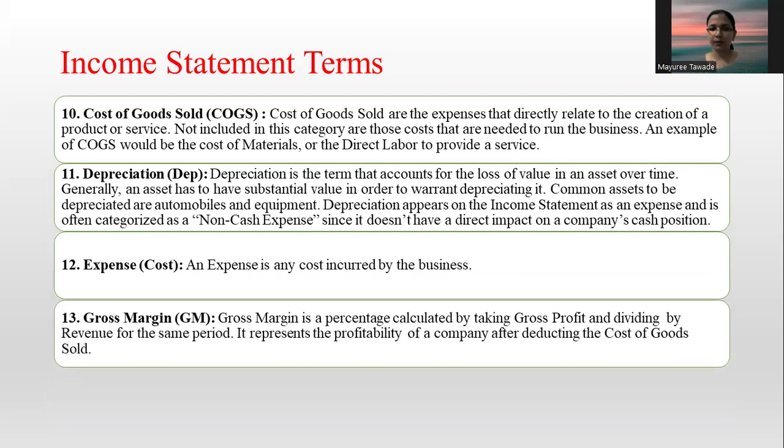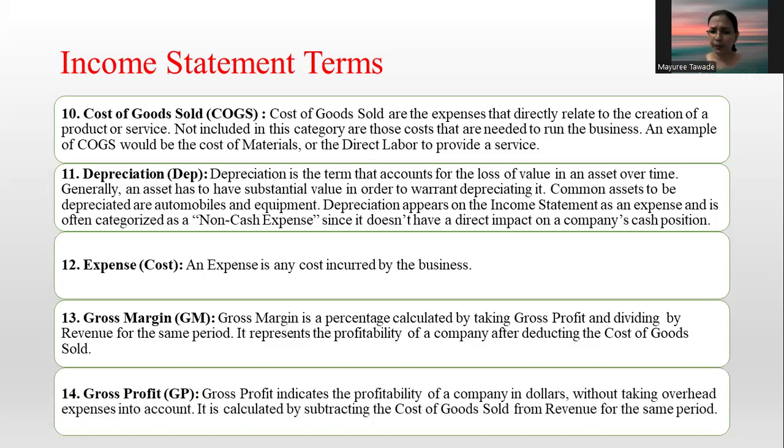Gross margin is a percentage calculated by taking gross profit and dividing by revenue for the same period. So if you divide your gross profit by revenue, you will get the gross margin for that particular period. Gross profit indicates the profitability of the company in dollars, without taking overhead expenses into account. It is calculated by subtracting cost of goods sold from revenue for the same period.